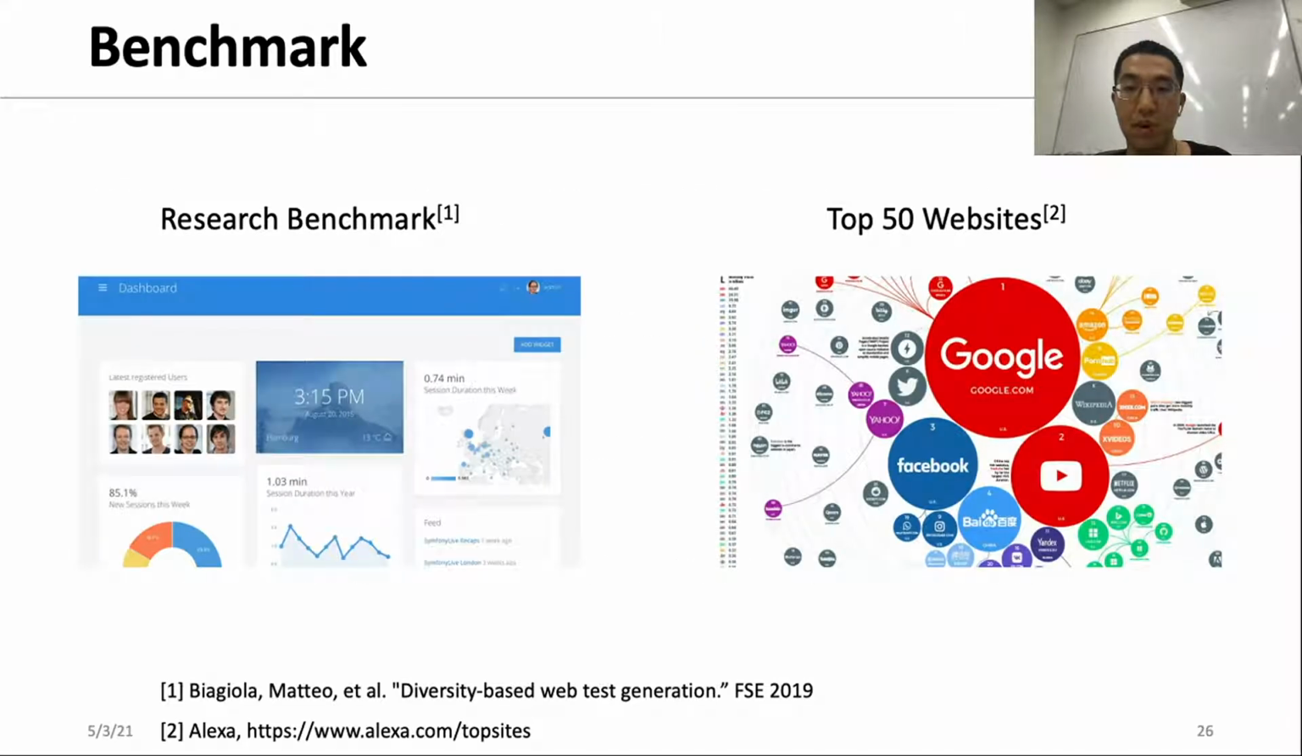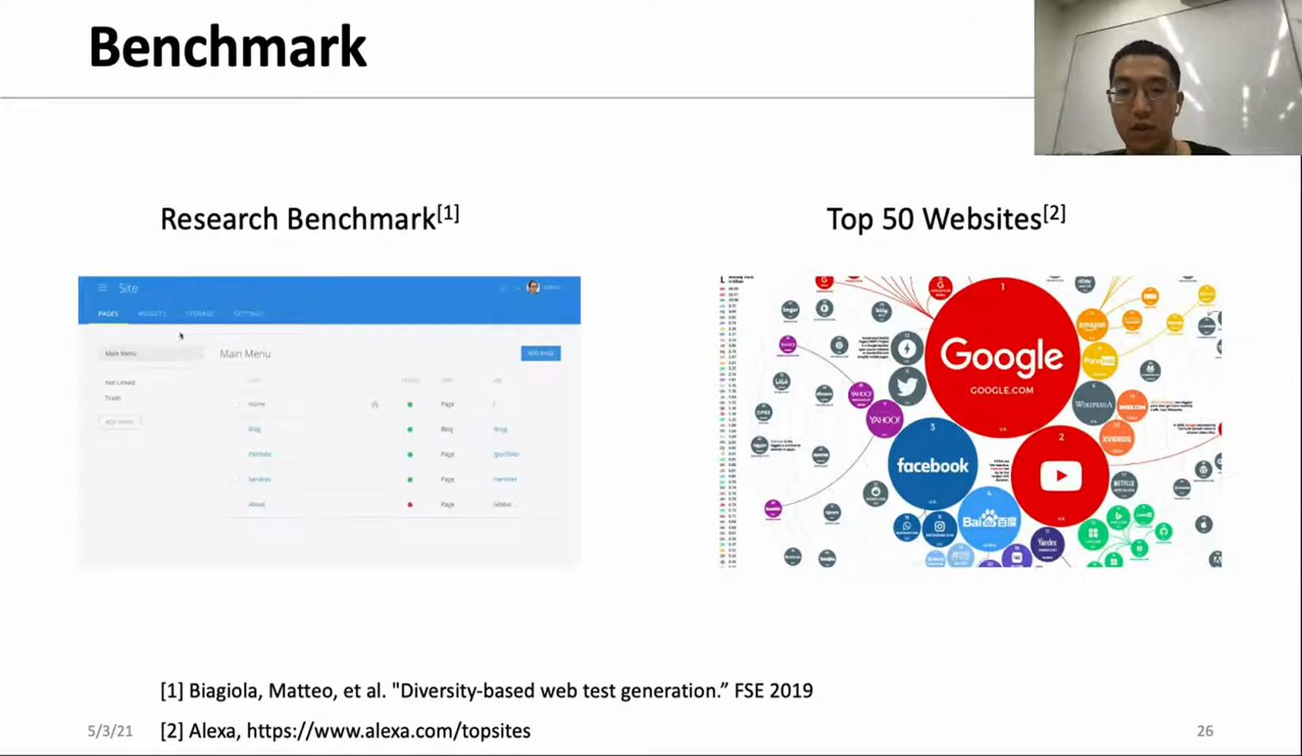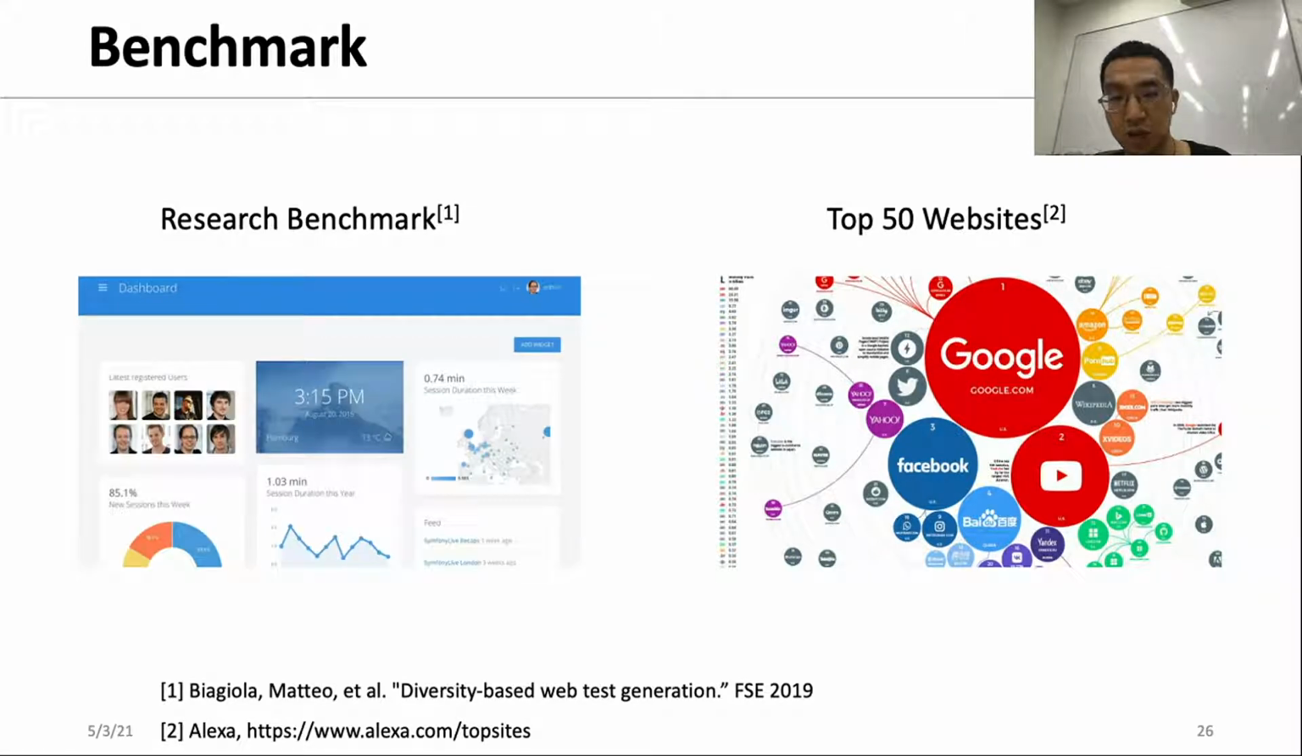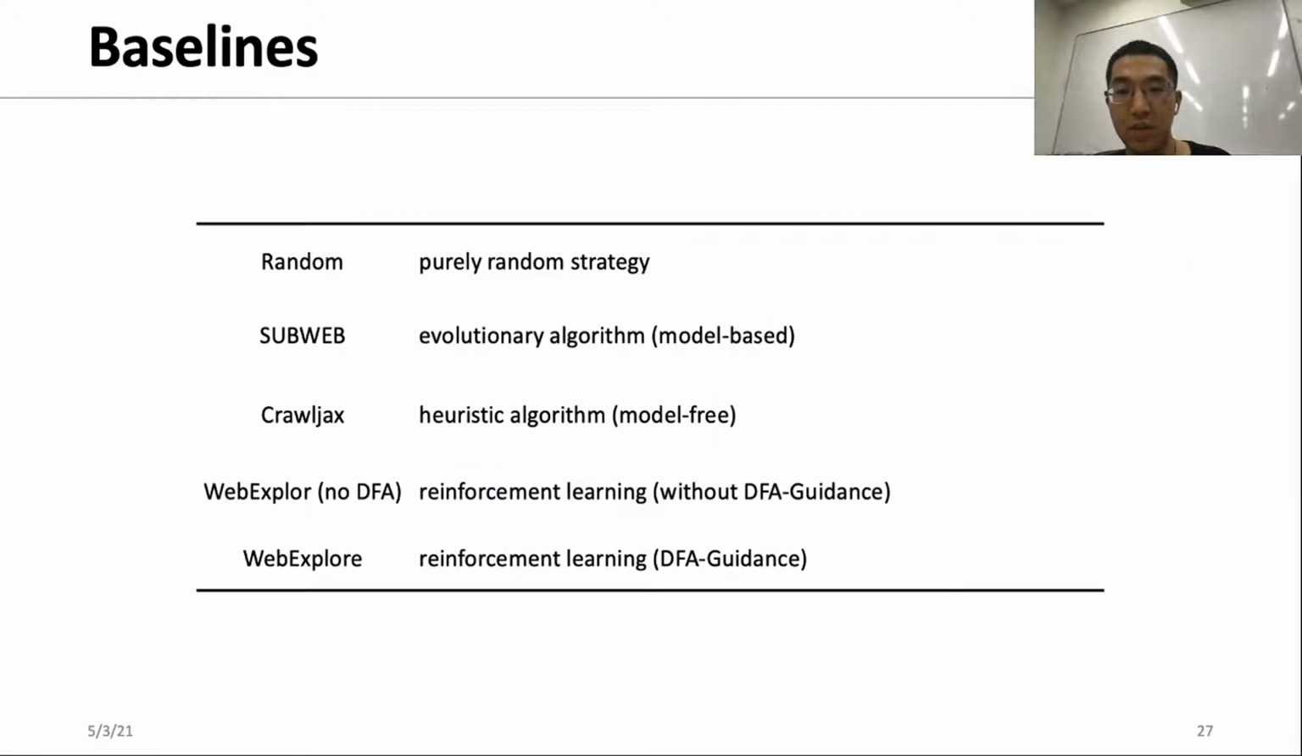We use 2 benchmarks for evaluation. The research benchmark is proposed in FSE 2019, consisting of 6 web applications. Besides, we select the top 15 websites as our testing subjects as well. We use 5 baselines for evaluation. Except the random strategy, we use Subweb, a model-based exploration algorithm, CrawlJax, a model-free heuristic algorithm, and WebExplor without DFA.